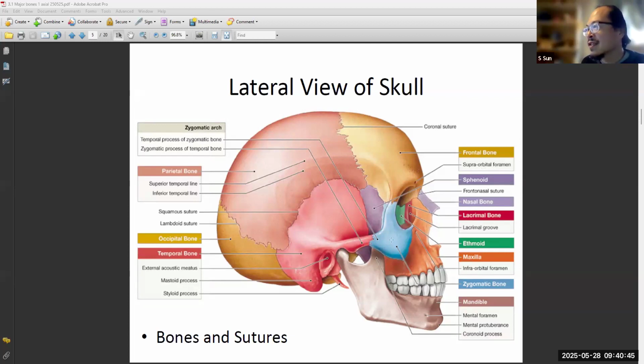And we have this connection. This connection is the zygomatic arch of the temporal bone right here. Zygomatic arch, zygomatic process. This is the zygomatic arch entirely. The zygomatic process of the temporal bone, and this one is called the temporal process of the zygomatic bone. So that's that important feature. If you touch it, you can see that bone right there.